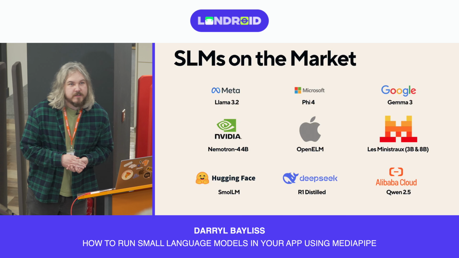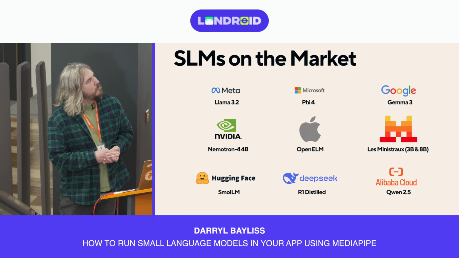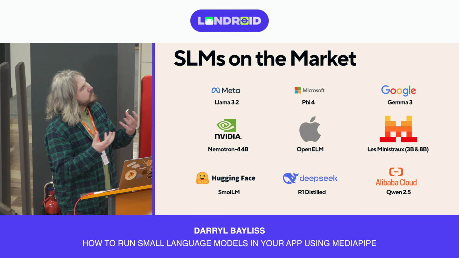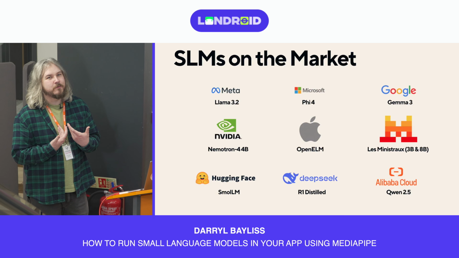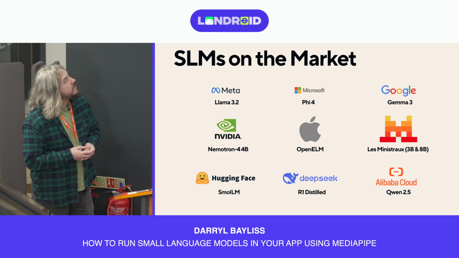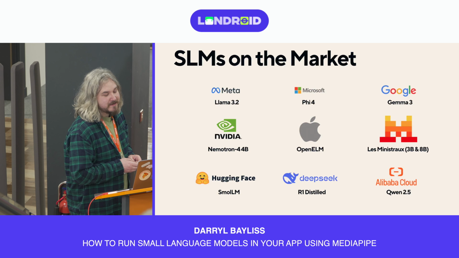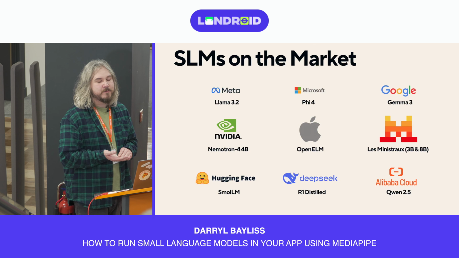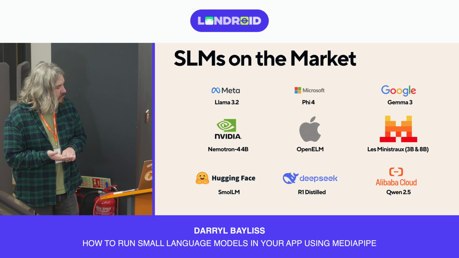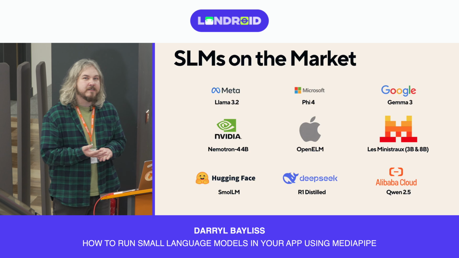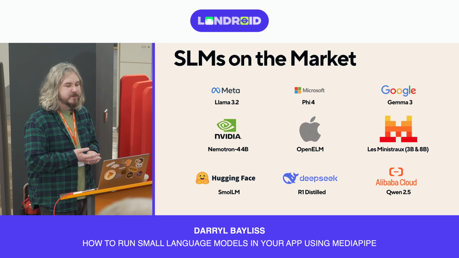So I went away and I thought, right, if I wanted to download these models today, where would I go? And how can I find them? This is what I managed to come up with. So the usual suspects are there. You've got Meta with their Llama models. The 3.2 versions are particularly fine-tuned for running on mobile devices and low-level hardware.